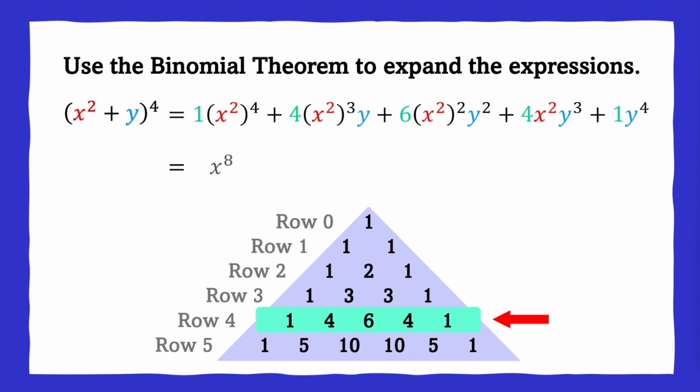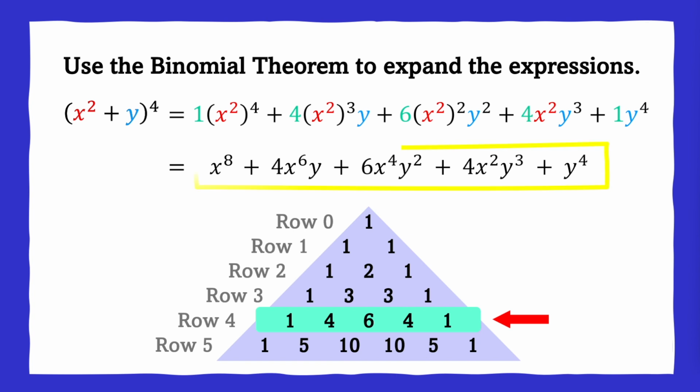The first term is x to the power of 8. The second term is 4x^6 y. The third term is 6x^4 y squared. The fourth term is 4x^2 y cubed. And the fifth term is y to the fourth power. Since these terms have different exponents, there are no like terms to combine. Therefore, this is the fully expanded and simplified expression.